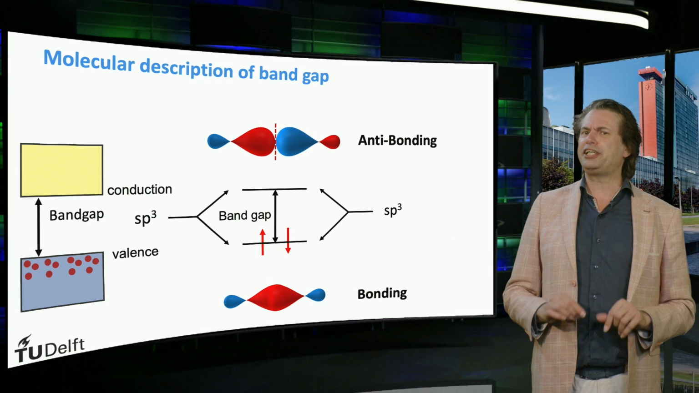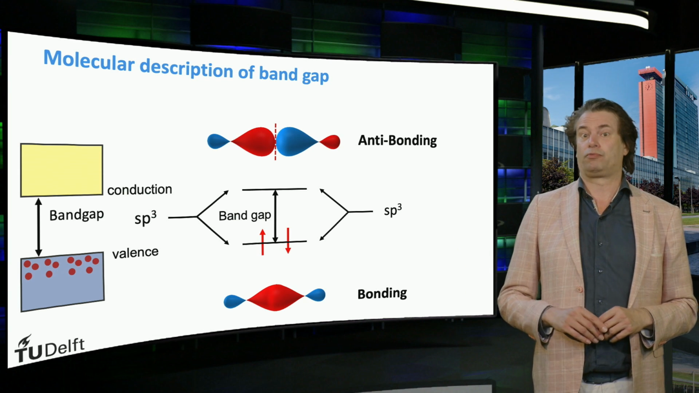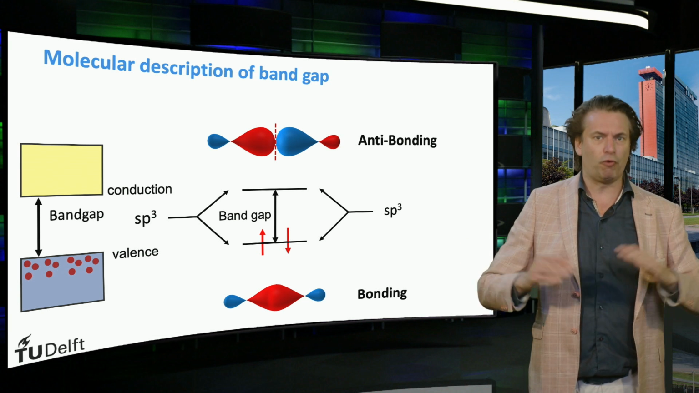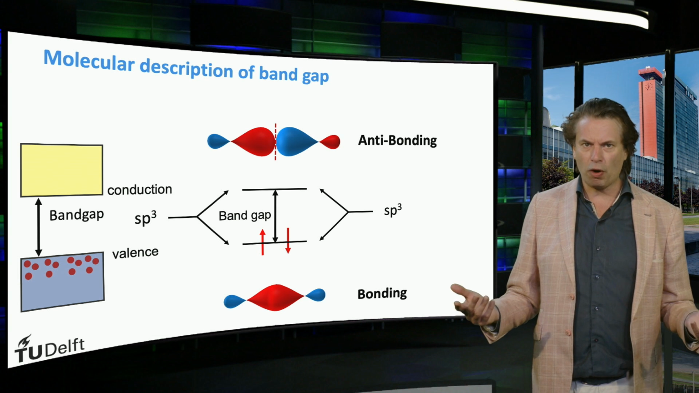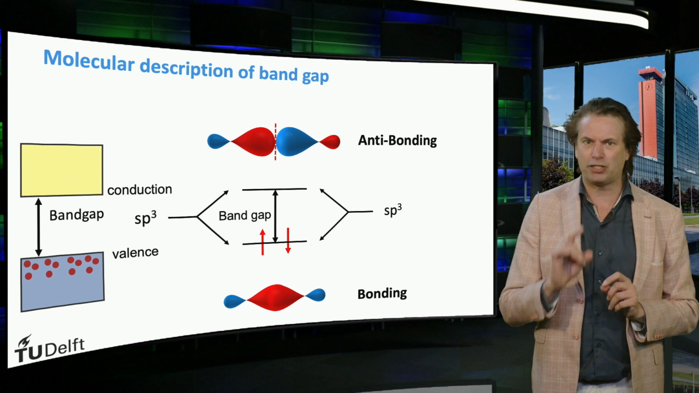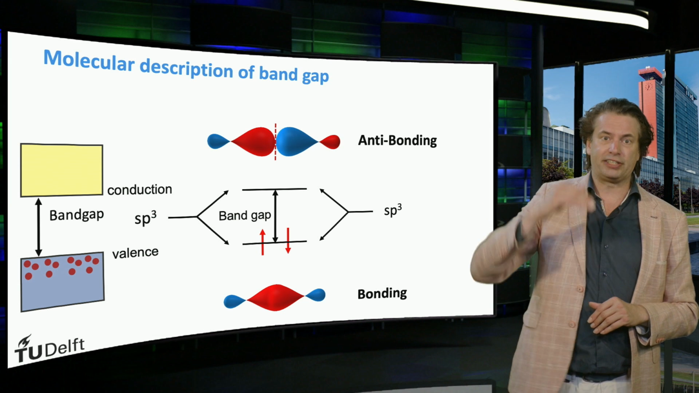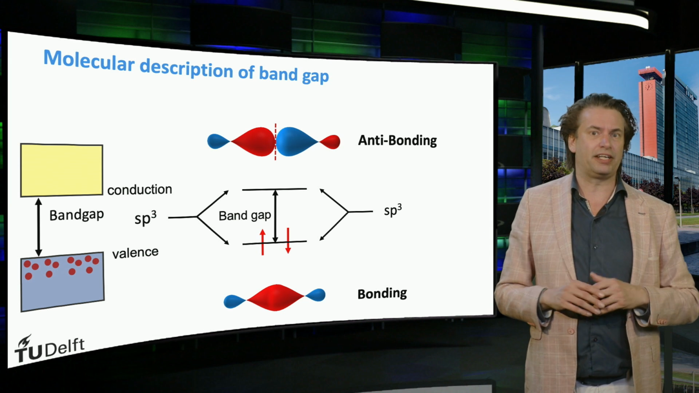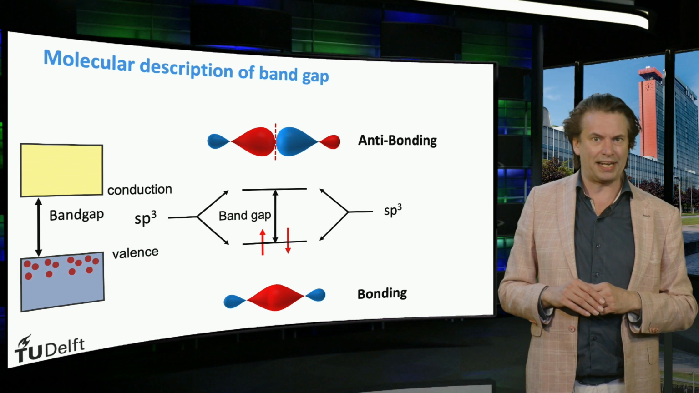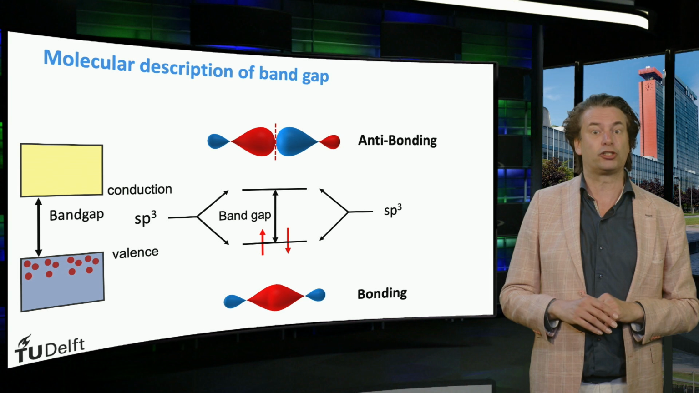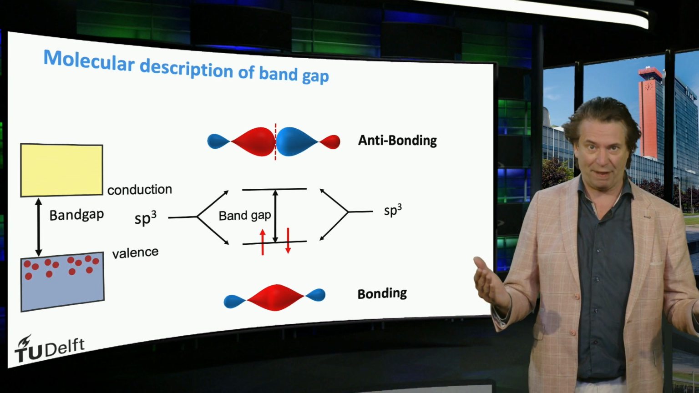Let's consider the example of silicon again. For silicon, the far majority of electrons will fill up the lowest bonding state. These lower bonding states reflect the valence band as introduced earlier. The anti-bonding states correspond to the conduction band and is hardly occupied by any electrons. The gap between the bonding and the anti-bonding states corresponds to the band gap.